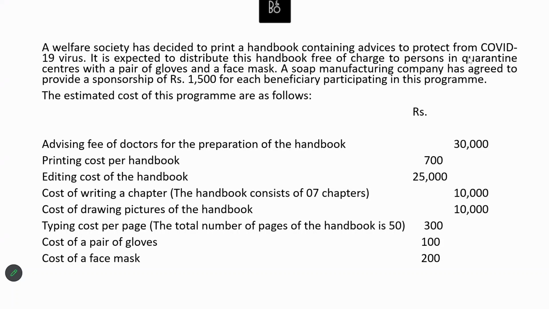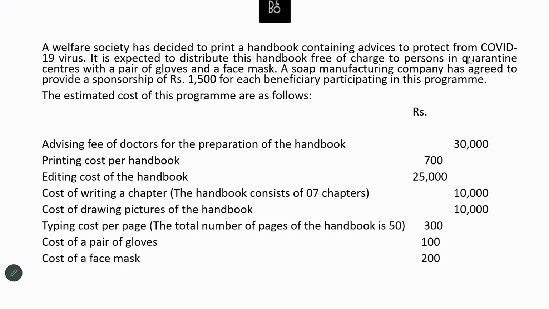Now they are giving some estimated cost. Number one, you have to get advice from doctors to prepare the handbook. The advice is 30,000. Number two, you have to print the book. Each book costs 700 rupees. Number three, editing cost. There must be some editing, cutting and pasting, adding images. That editing cost is 25,000.